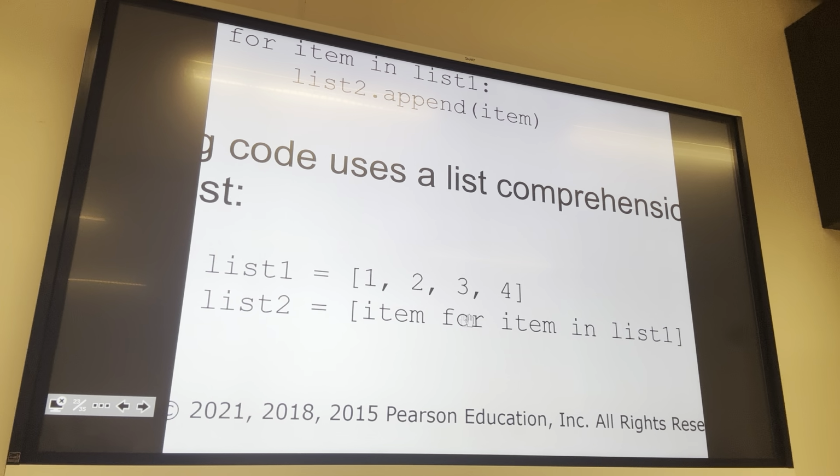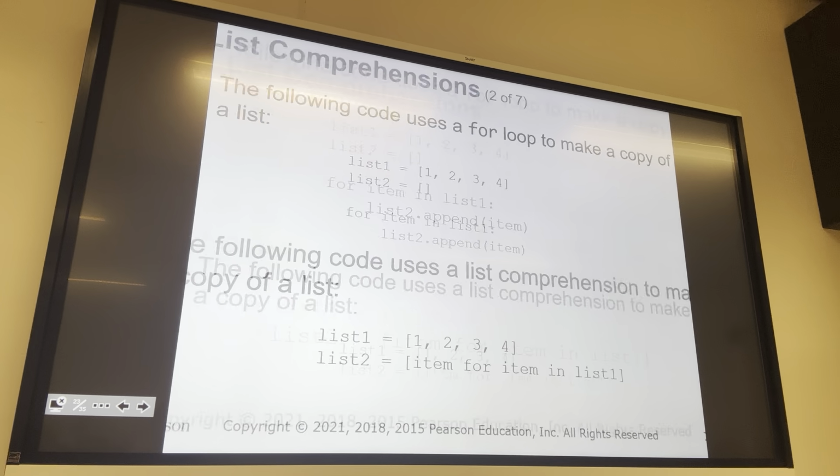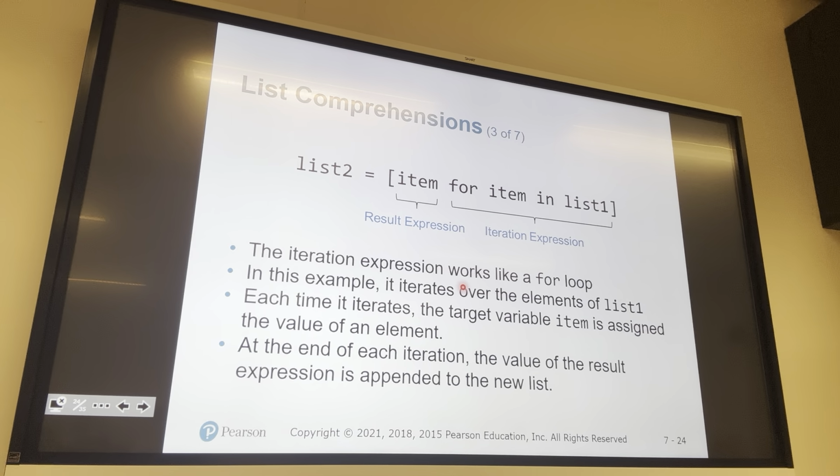Then, starting with the for, this is what we call the iteration or the loop expression. Here, this works just like a regular loop. For item in list 1, item is going to take each of these values. It's going to be 1, then 2, then 3, then 4. So when it is 1, put it as is in list 2. When it is 2, again put it in list 2. Do we only use it for copying? No. But let's read through this before I give you other examples.